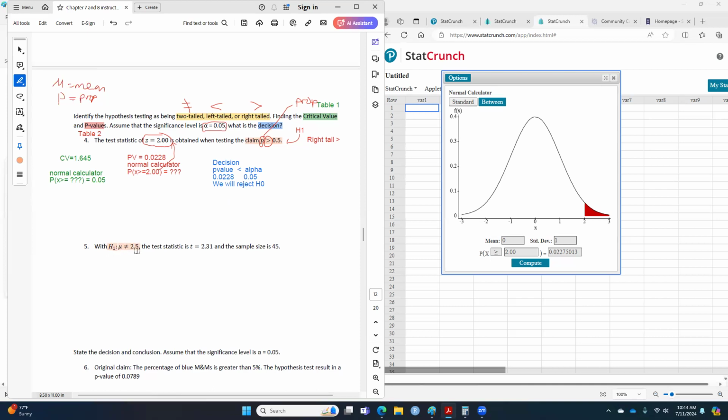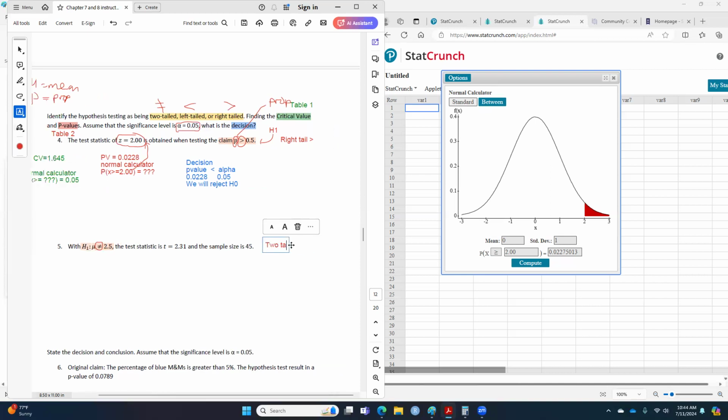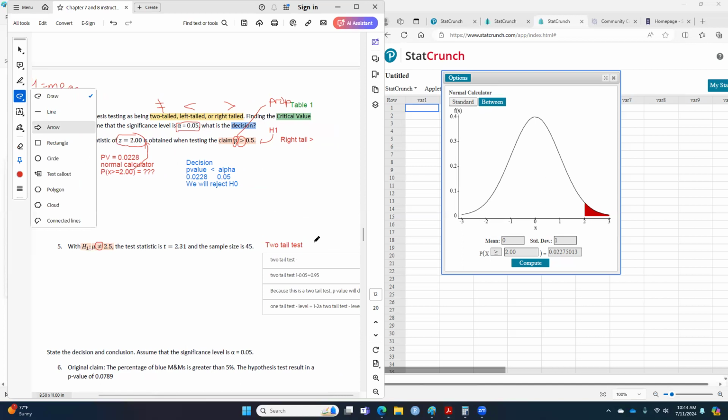So since we know this is the not equal to symbol that we use here, the kind of test that we'll be using in this case is going to be a 2-tail test. Okay, so this will be a 2-tail test. The reason why is because we are using the not equal symbol. Okay, so make sure you guys know this. So this is important.